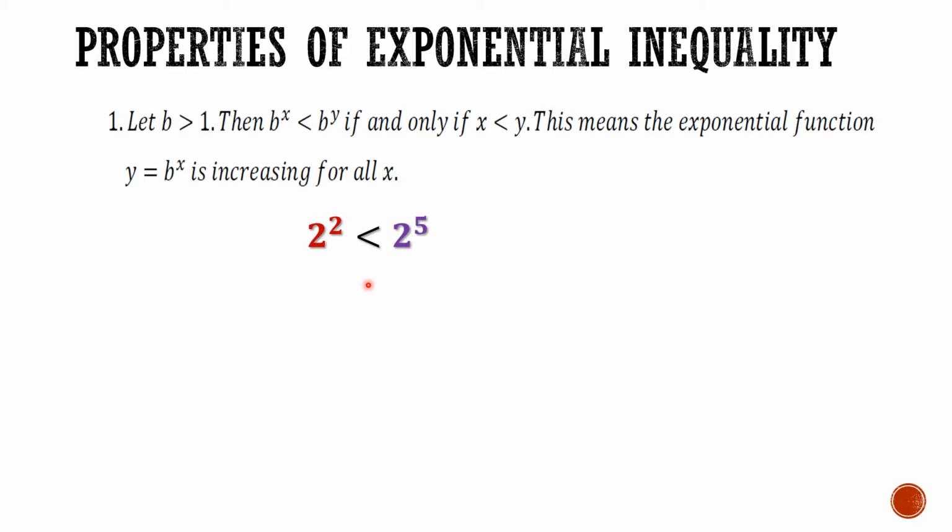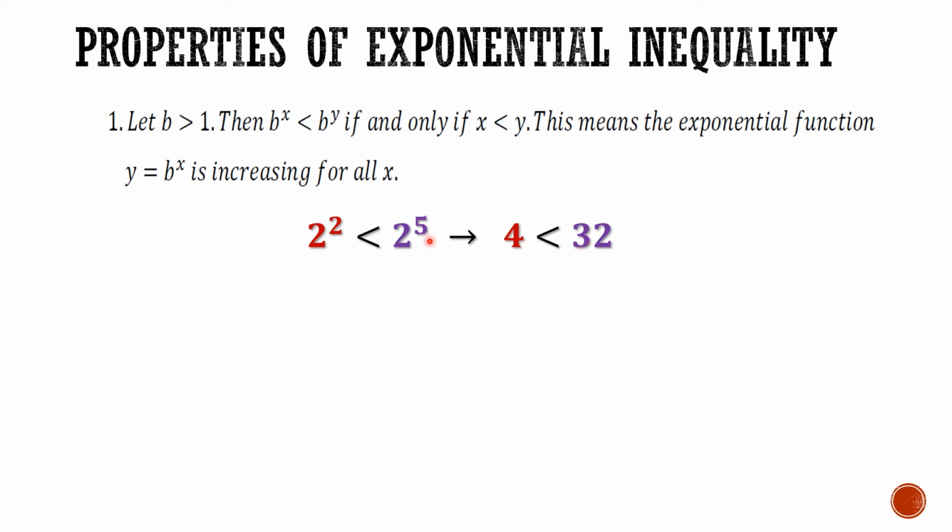For example, we have here 2 squared is less than 2 raised to 5. Tama? Kasi ang exponent na nasa unahan, na nasa left side, is less than, mas mababa siya, kaysa sa nasa kanan, which is 5. 2 is less than 5, and 5 is greater than 2. So, let's solve for the value of the 2 exponential expressions. 2 raised to 2, that is 4. 2 raised to 5, that is, what? 32. And 4 is less than 32.